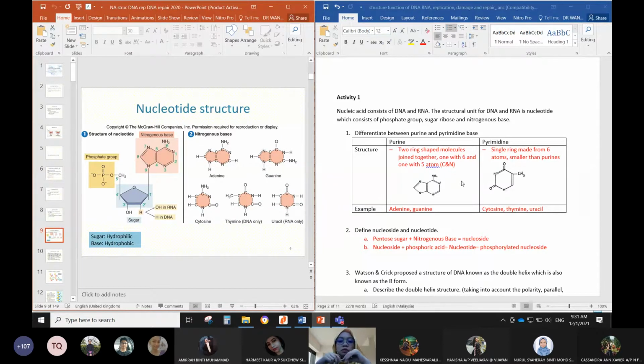There are differences, obviously because of the difference in rings. The size would be different. Purine consists of adenine and guanine, and pyrimidine consists of cytosine, thymine, and uracil. Right.